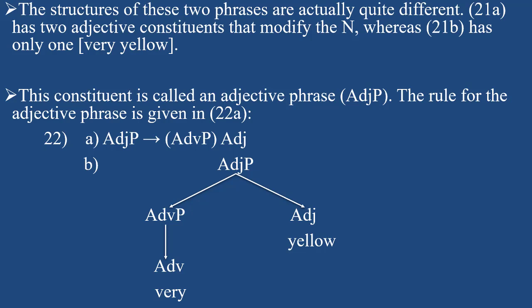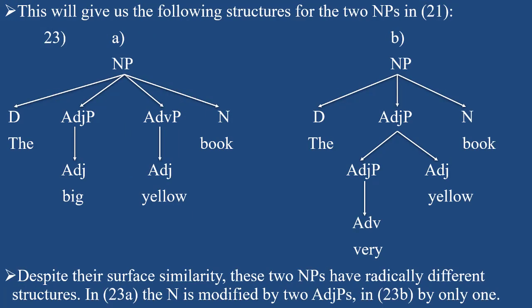Take "very yellow", for example. We have "very", which is an adverb, and we have "yellow", which is the adjective. So an adjective phrase consists of an optional adverb and an obligatory adjective. This will give us the following structure for the two NPs in 23. We have "the big yellow book", and then we have "the very yellow book".